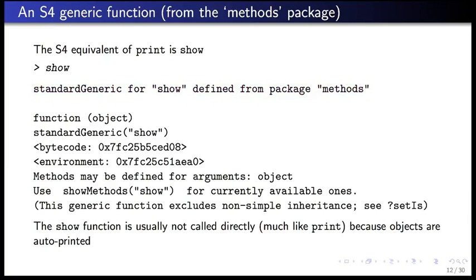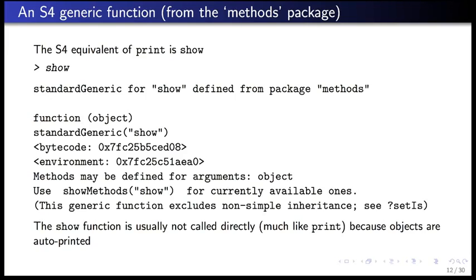You can see that the prototype here just takes a single argument called object, so no dot dot dot, and then it calls the function standardGeneric. So even though the structure of the function looks a little bit different, and it's calling standardGeneric instead of UseMethod, the basic idea is the same. The show function doesn't do anything. It identifies the class of the object, and then it dispatches the appropriate method.